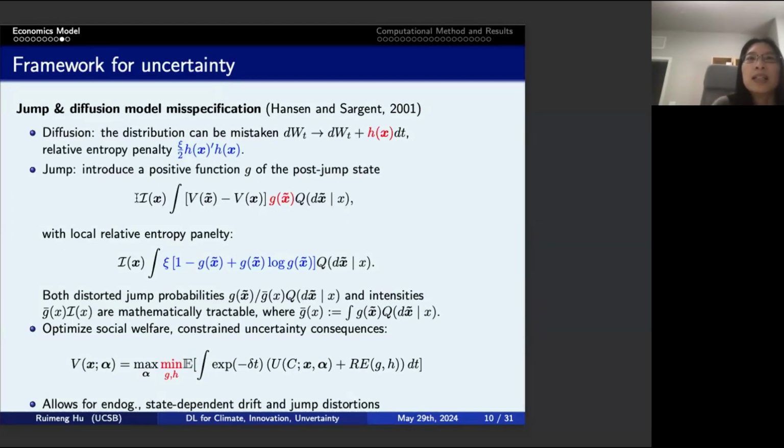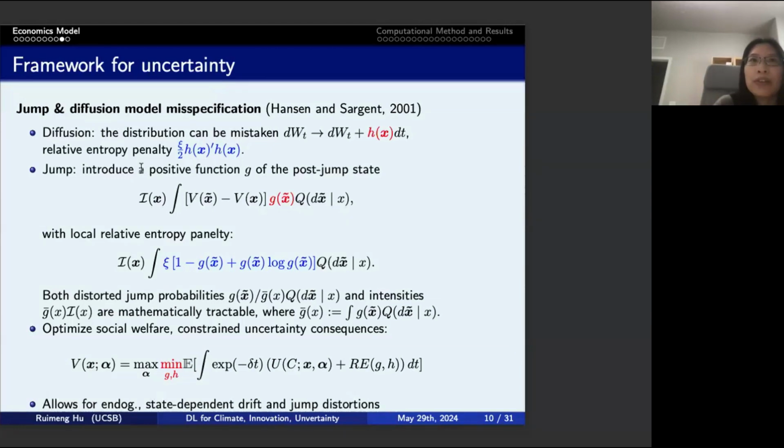And then for the jump part, we introduce a positive function G, which is multiplied by the black one. So without the uncertainty from the jump misspecification, in the HJB equations, you will have a term which is the intensity of your underlying process multiplied by this difference and then multiplied by this transitional probability. By introducing this G function, the purpose is that when we optimize over the G part, the distorted jump probability and the intensity will both be mathematically tractable. This is a framework proposed in a paper by Lars and Sargent in 2001.